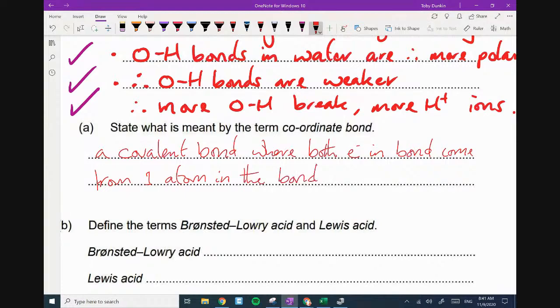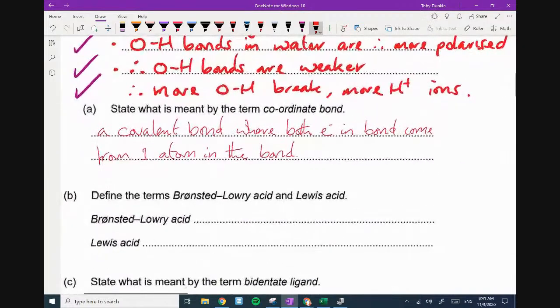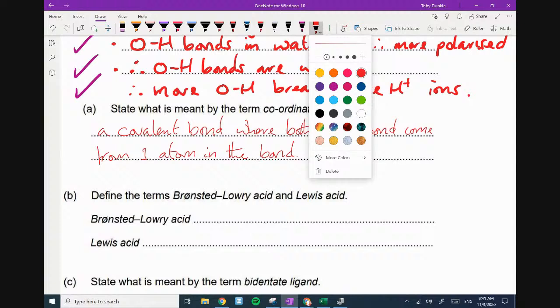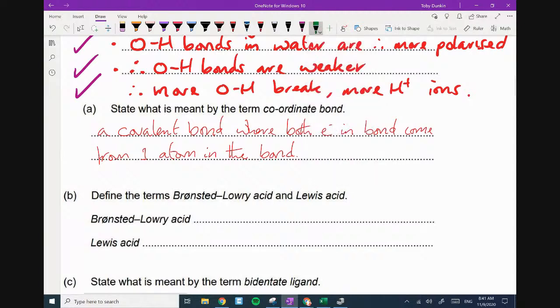It's worthwhile learning it, guys. Can I just say, by the way, this is a question very common for transition metal aqueous chemistry. And just to say, if it was in a context, the modification of the question would be: state what is meant by the term coordinate bond in chromium hexaaqua, say.